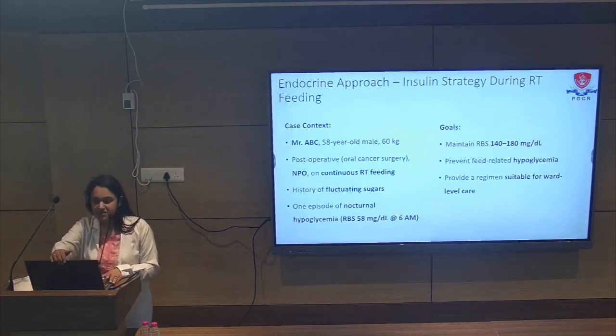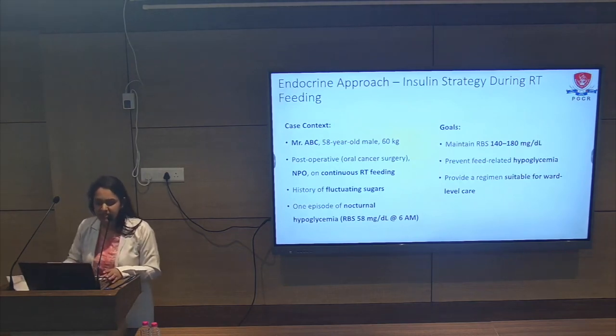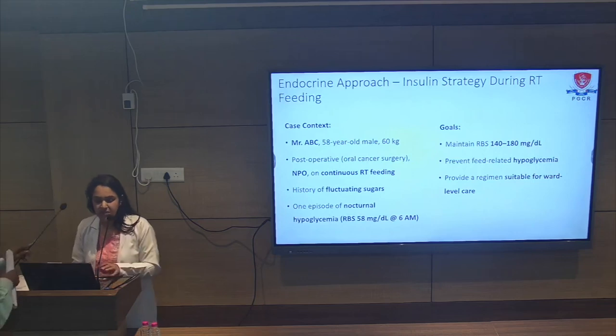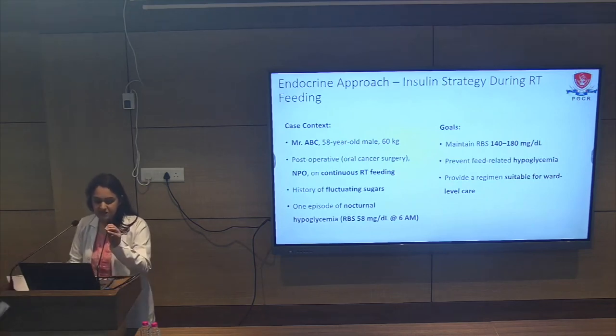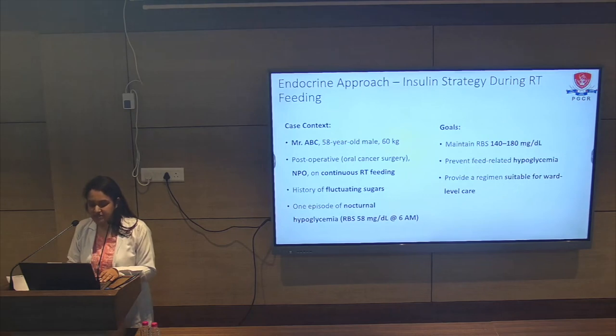Now we discuss the insulin strategy during RT feeding. This was a 58-year-old male, 60 kgs weight, post-operative, nil per oral, on continuous RT feeds with history of fluctuating sugars and one episode of nocturnal hypoglycemia. In these patients, we maintain the target goal of 140 to 180 milligram per deciliter, and our goal is to prevent feed-related hypoglycemia and to provide a regimen which is suitable for ward-level care.